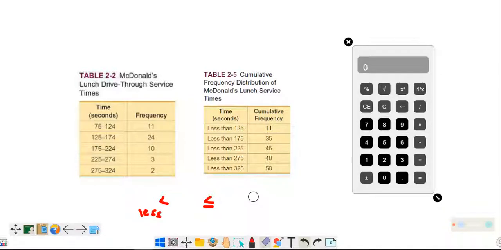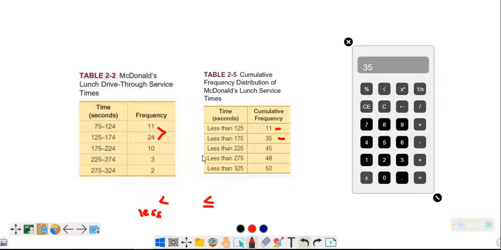Okay, so let's go back. Less than 125, we have 11. Less than 175, all those in 75 to 124 and also 125 to 174. So, to the 11, we add 24. We add these two. So, 11 plus 24, which is equal to 35. So, 35 goes here.